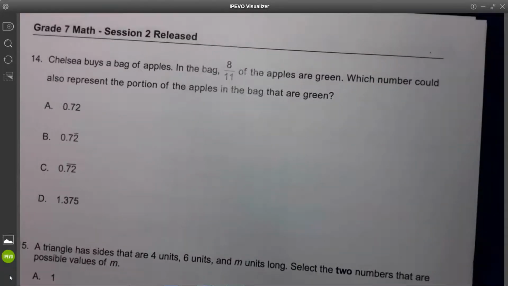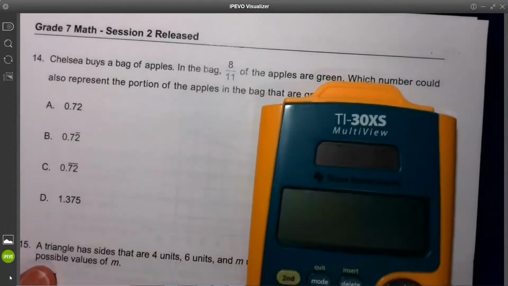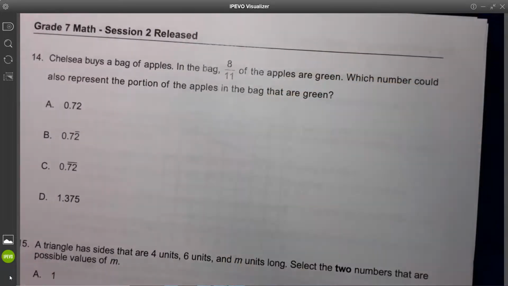Okay? Chelsea buys a bag of apples. In the bag, there's 8/11ths. What number could this be as far as a decimal? You have a calculator, people. Use it. 8 divided by 11. I get 0.72727272.